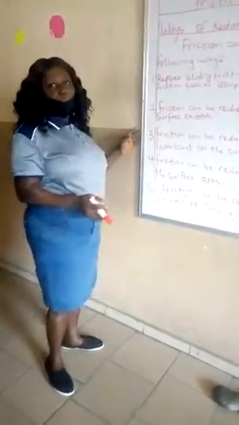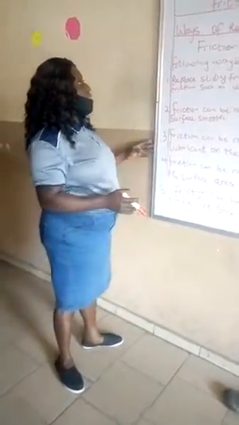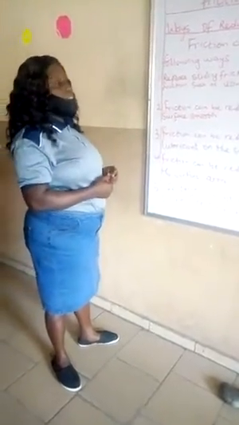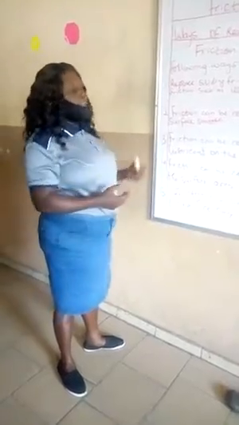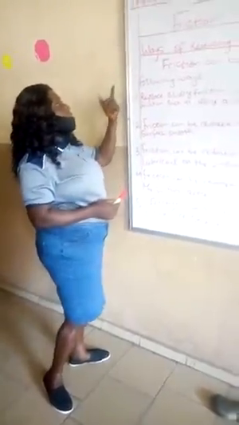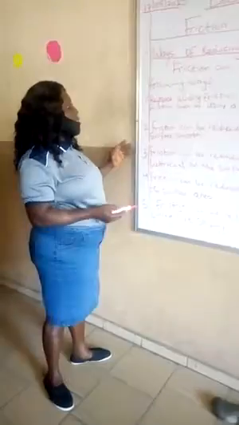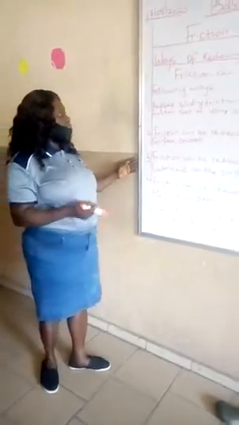And we looked at two types of friction, the dynamic friction and the static friction. And we also looked at the effects of friction and examples of activities that show friction. So today we want to look at the various ways by which we can reduce friction. Friction can be reduced in different ways.